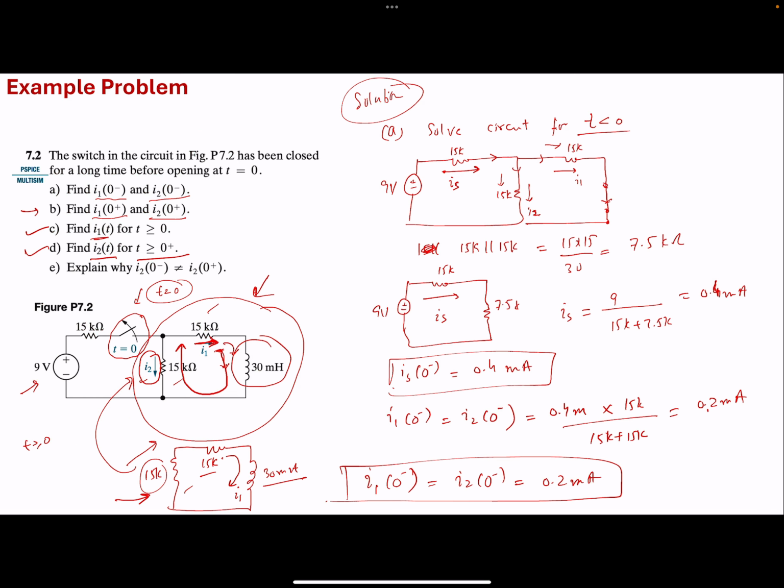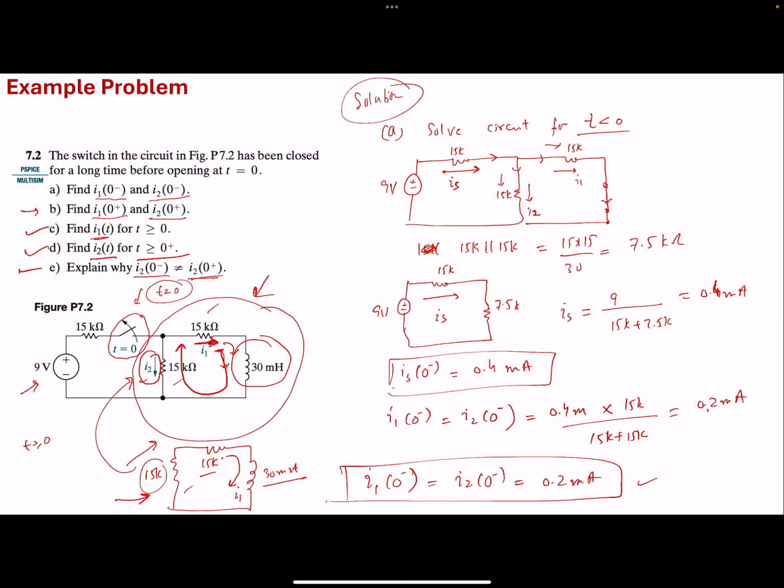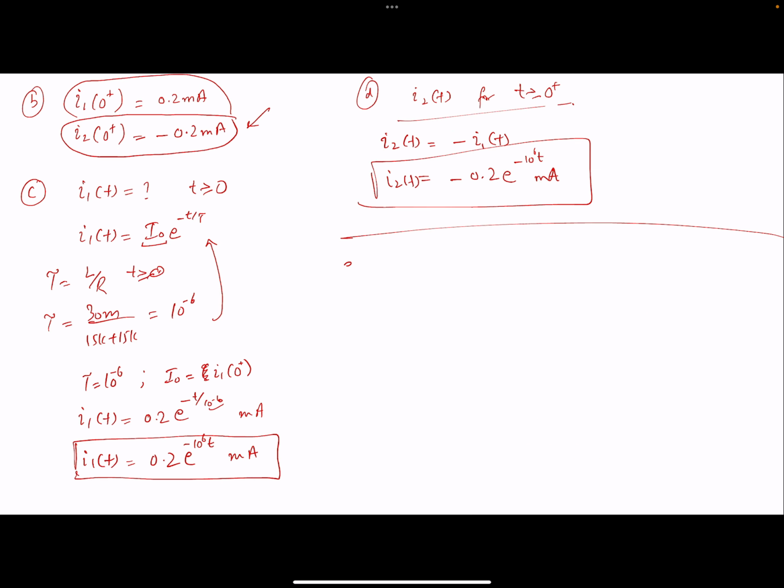The final part of this question is to explain why I2 of t is not equal to I2 at 0 negative. I kind of already explained this, right? In the first part, when we got 0.2 milliamperes, why was it not equal to over here, why was it a negative of this thing? Because there was an instantaneous change in the current in the resistor, as we explained over here. So yeah, maybe I can write it: the current in the resistor can change instantaneously, right? Okay.